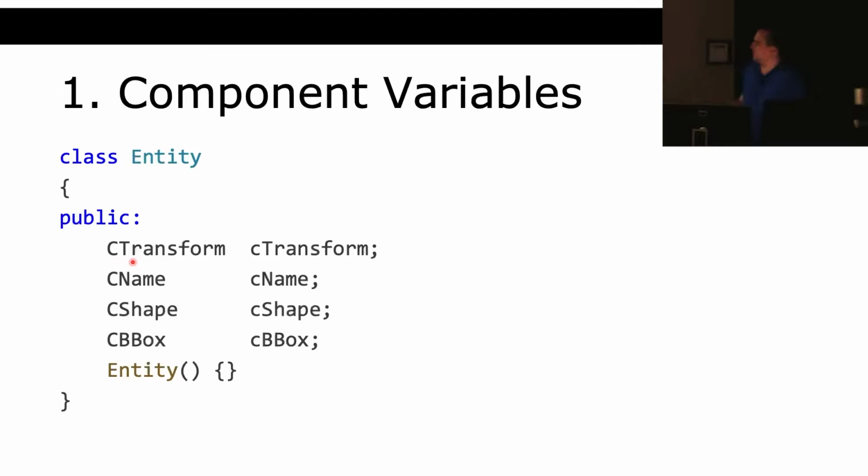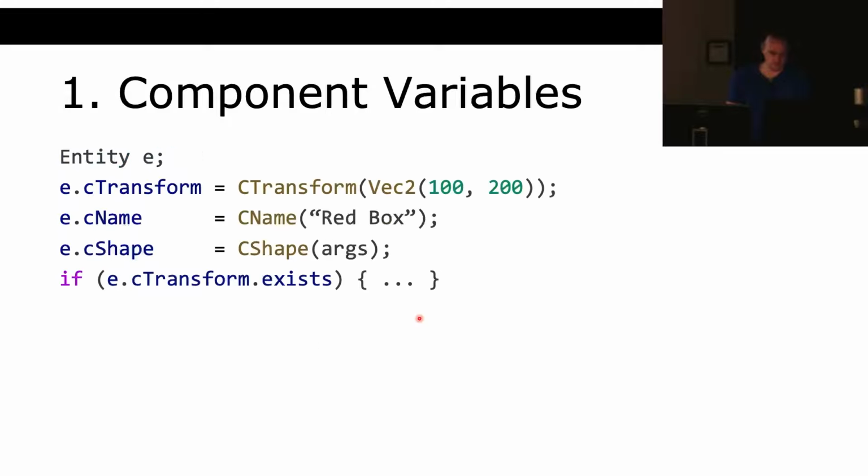So this is a perfectly valid way to store components. Let's say I just have 4 different components. I have a transform, I have a name, I have a shape, and a bounding box. That's it, right? So let's see how we might use something like this then. So here's some sample code of using this entity.